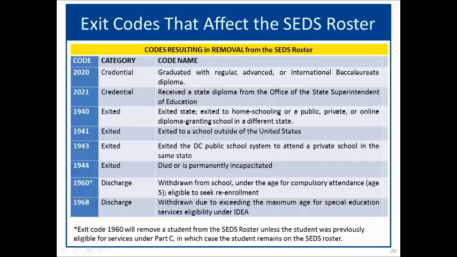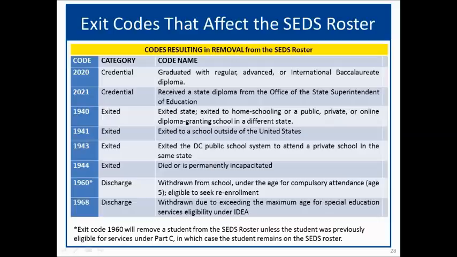And so here's a summary of exit codes that will result in, I don't want to say automatic, but it will result in a removal from the SEDS roster, and it does not involve all of the documenting due diligence and the PWN process that I talked about earlier. These are pretty straightforward exits, although some of them do require documentation. And I encourage you to review OSSE's entry and exit guidance for the specific details around each of these codes to ensure that you're maintaining the appropriate documentation.